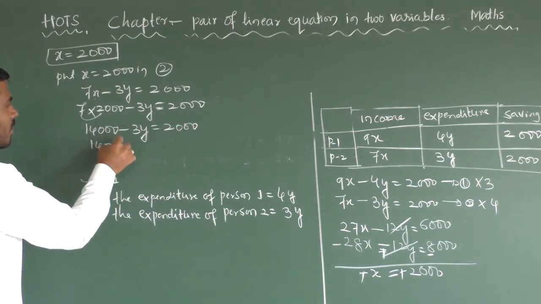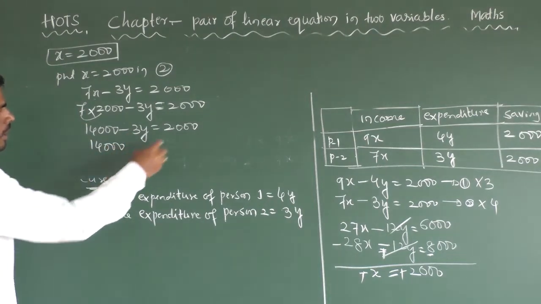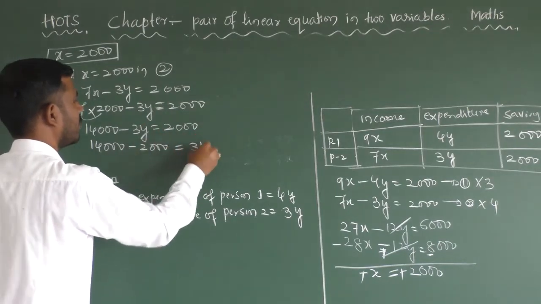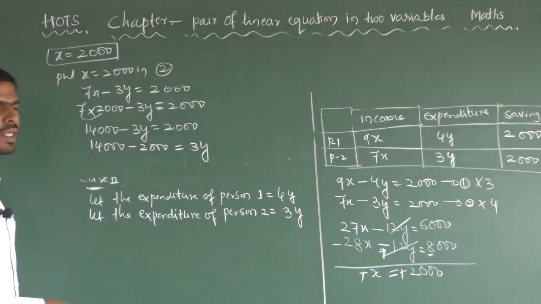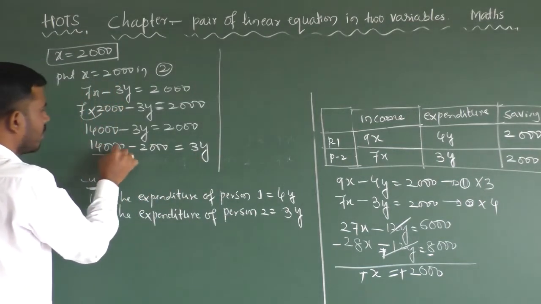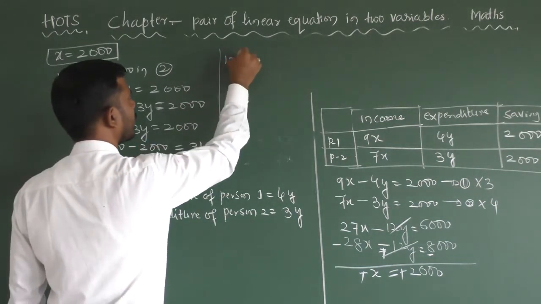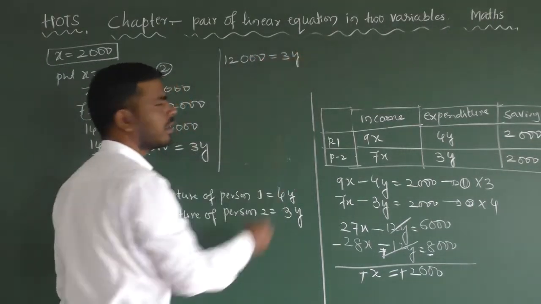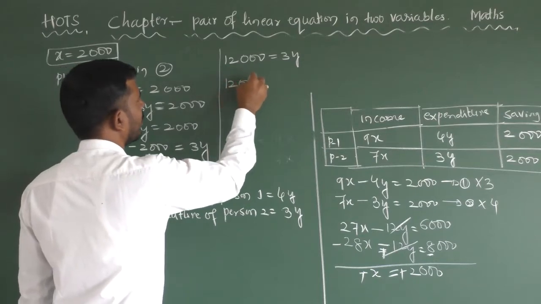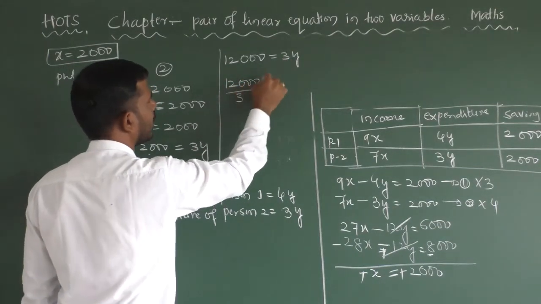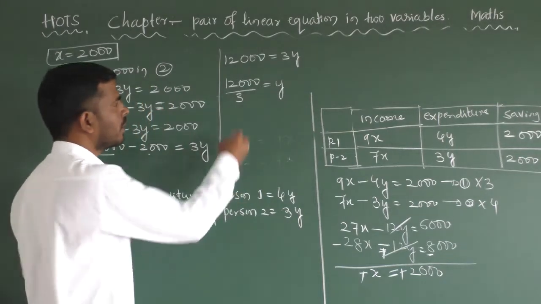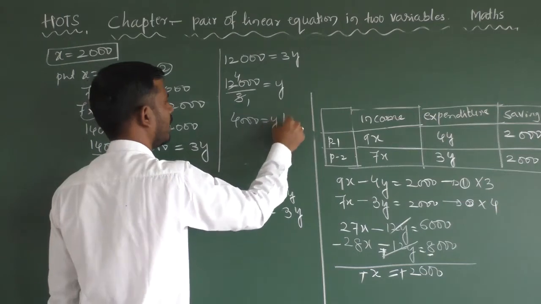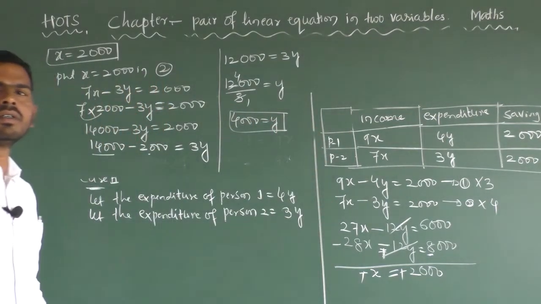So 14,000 minus 2000 is equal to 3y, since minus 3y becomes plus 3y on the other side. Next step, 14 minus 2 is 12, keep the thousands as they are, equal to 3y. Next step, 12,000 divided by 3 is equal to y. So 3 fours are 12, so 4000 is equal to y, or y equal to 4000.